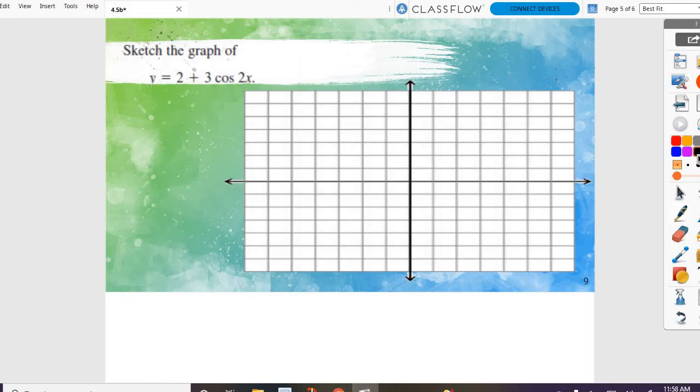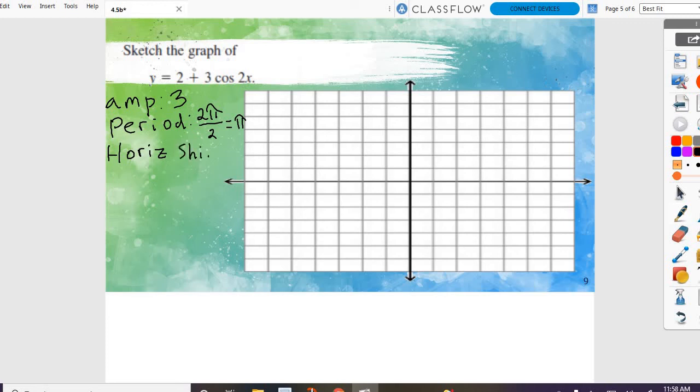So what is our amplitude this time? 3. What is the period this time? 2 pi divided by 2, which gives us just pi. Okay. Do we have a horizontal shift this time? How do I know that the 2 is outside of my function? There's no parentheses, and it's coming first this time.